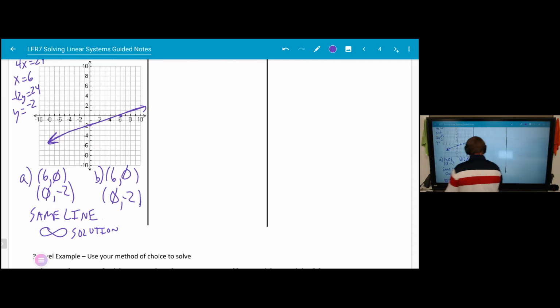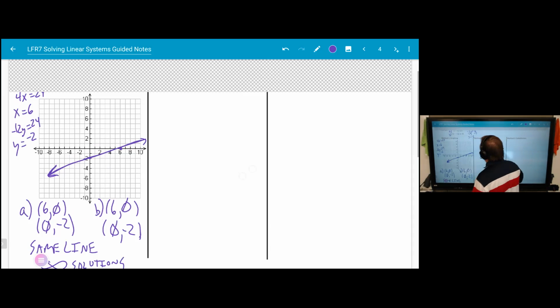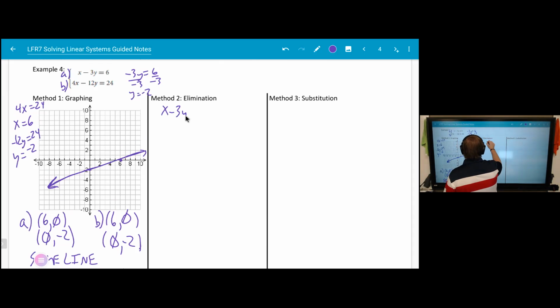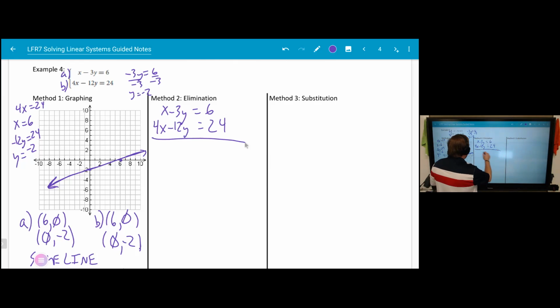How does that look in elimination? Well, let's find out here. I have x minus 3y equals 6, and I have 4x minus 12y equals 24. I can't just straight eliminate one of these right now, but this is kind of weird. What if I did this? Let's just say in this case I'm going to get rid of x.